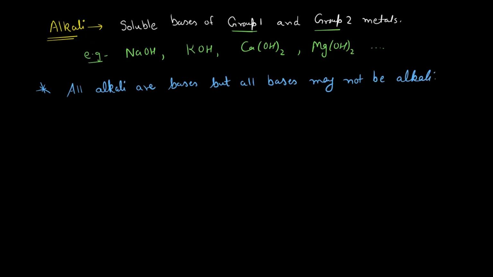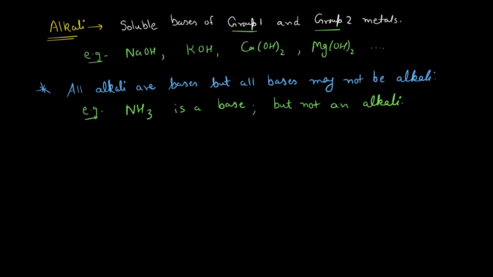Why? Because we see that ammonia is a base. Which base is it? It's a Bronsted-Lowry base because it can accept a proton. But it is not an alkali. Why? Because it is not a soluble base of group 1 or group 2 metals. So all alkalis are bases, but all bases may not be alkalis.